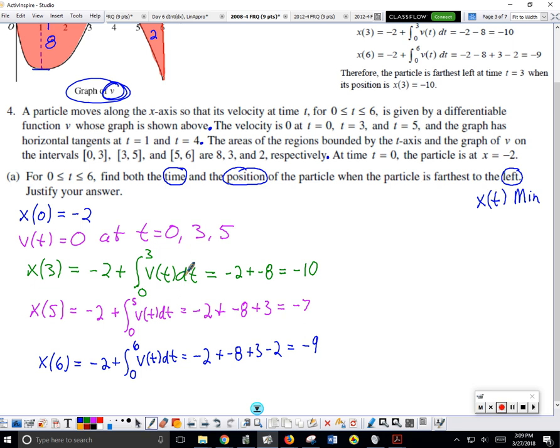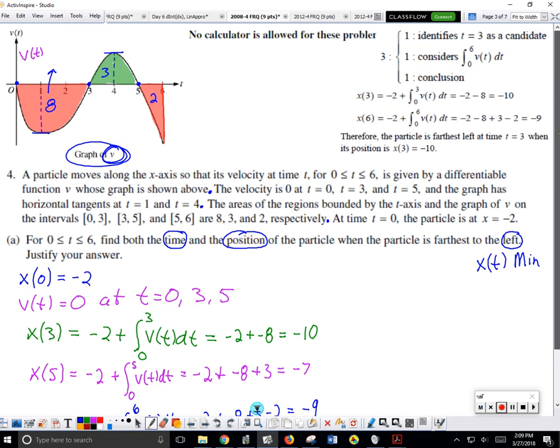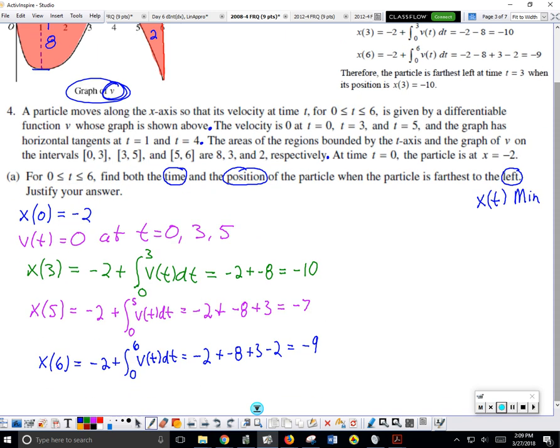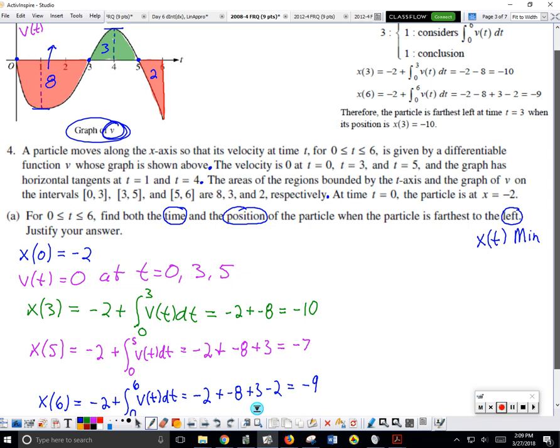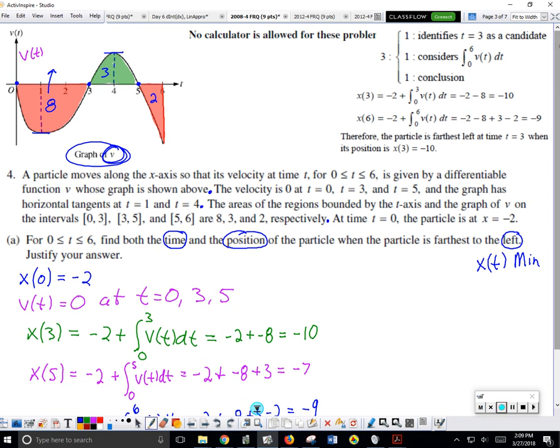Bummer. The scoring guide up there says considering the integral from 0 to 6. Even if we know that's not going to be the most left, should we still write it? It's part of the justification. This goes back to the earlier question as well. The reason it's super important for you to check what's happening at time equals 6 is that the particle is moving left from time 5 to time 6.